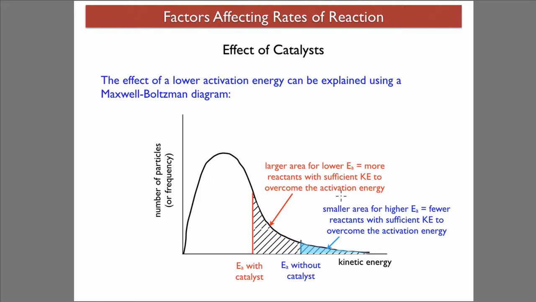If we look at it on a Maxwell-Boltzmann diagram, what a catalyst does is shift the activation energy further down. It requires lower kinetic energy to overcome it, so you end up with far more particles having successful collisions because they've got sufficient kinetic energy to overcome the activation energy. Without a catalyst, with this activation energy here, you're going to get fewer particles with sufficient kinetic energy to overcome the activation energy and have successful collisions.